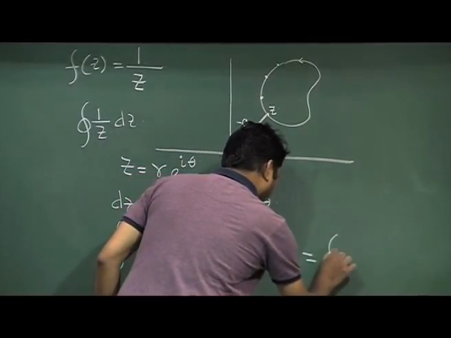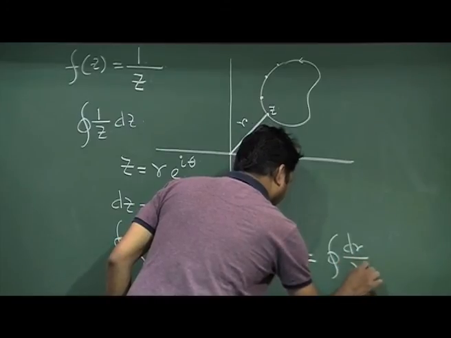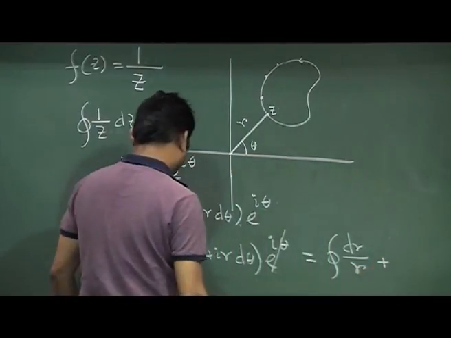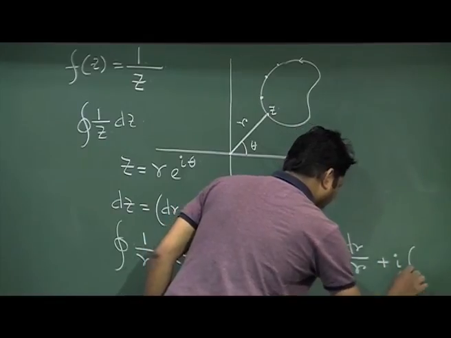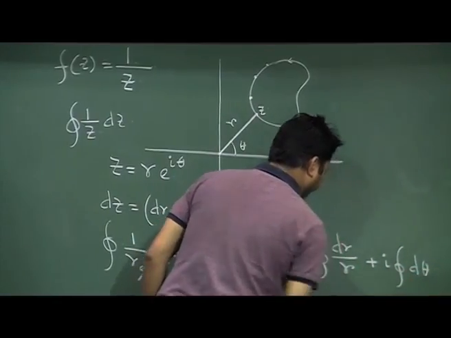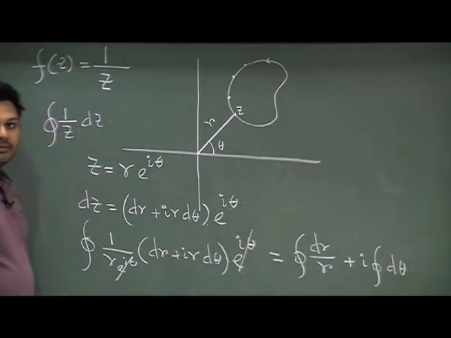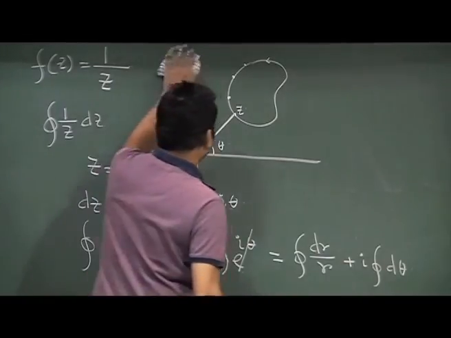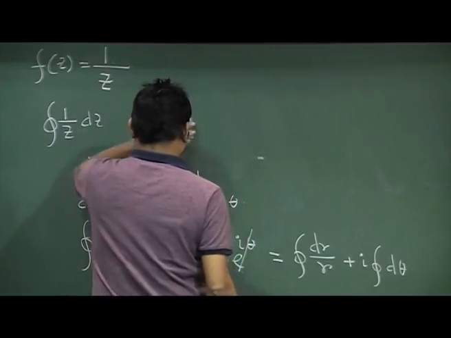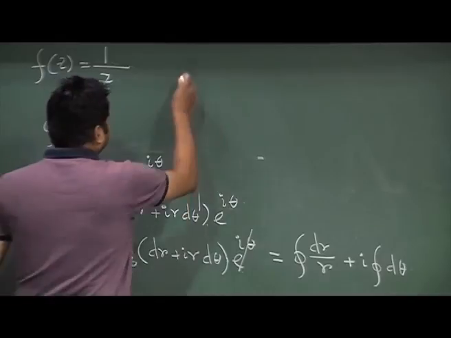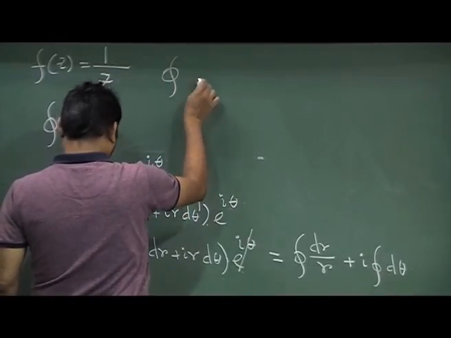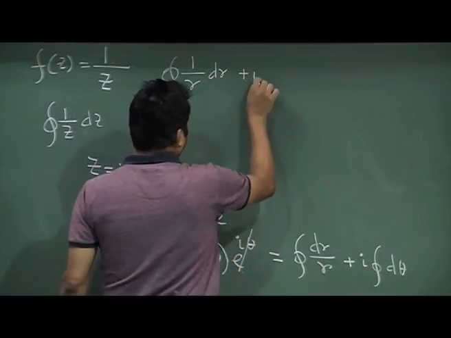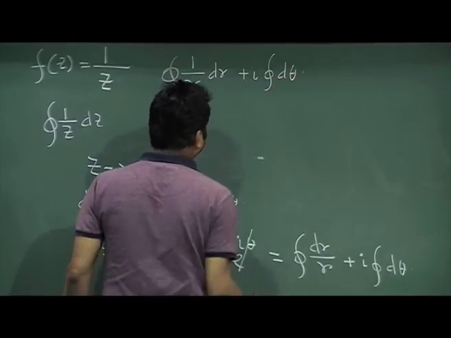So it will be something like dr by r plus i d theta, simply I will have this. Now these things I can write in general. Let me erase this because I need to use this board here. So integration of 1 by r dr plus i integration of d theta, that I am going to calculate. So now you can understand.